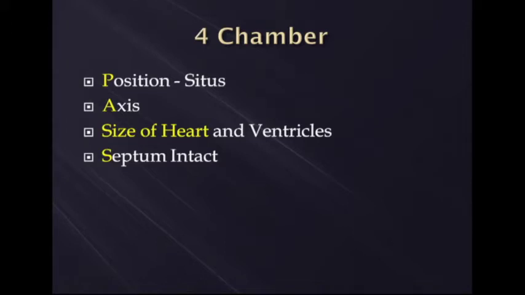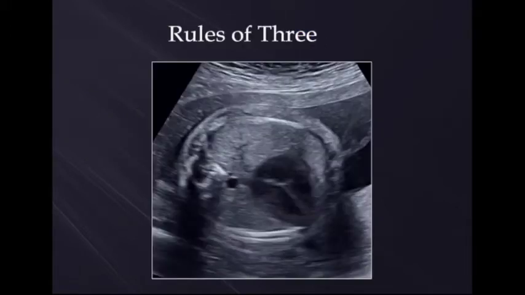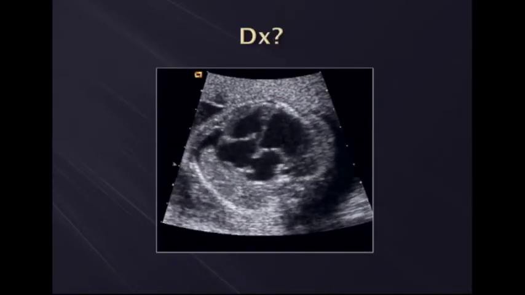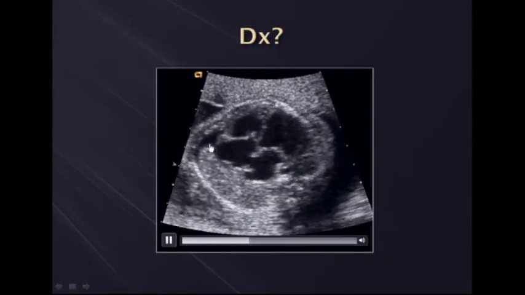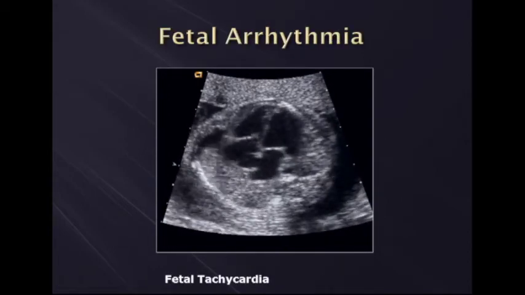Third, we look at the size of the heart and the ventricles, and we're going to go through this. In general, the cardiac circumference to the chest circumference should be less than 0.5. I use the rule of 3, or I subjectively just look at that. Rule of 3: we look at the heart, and we should be able to place 2 other hearts in the thorax. It's actually about maybe 2.8 hearts. In this case, there's obviously a huge heart. If you look very carefully, there's also a pleural effusion. But this case is due to a fetal tachycardia, and so there's basically failure of this heart, and we get a very large heart, so it doesn't follow the rule of 3.